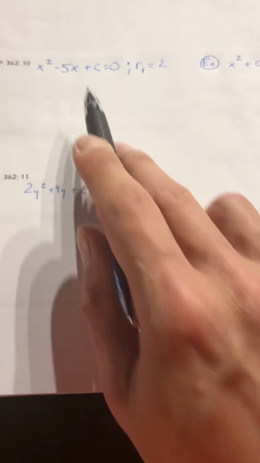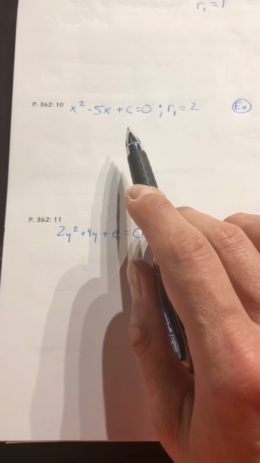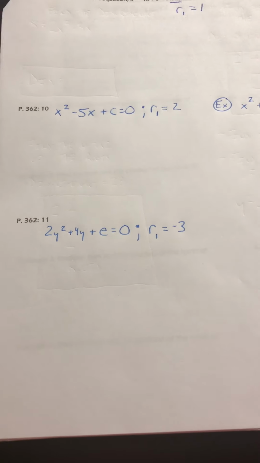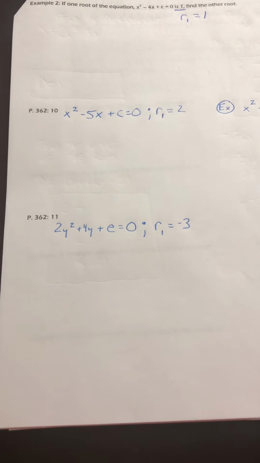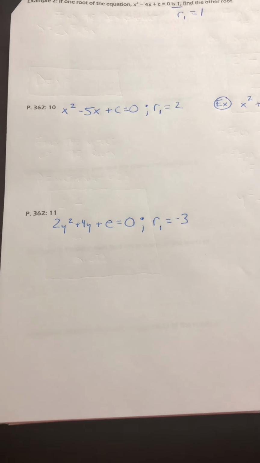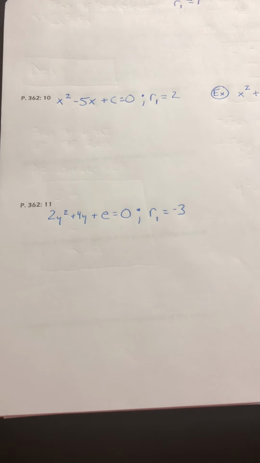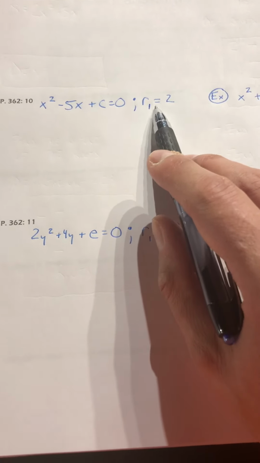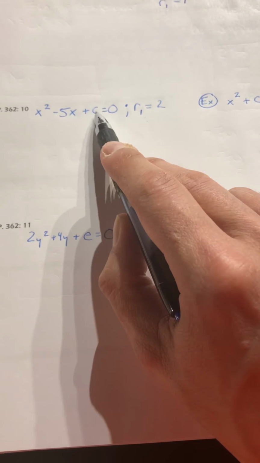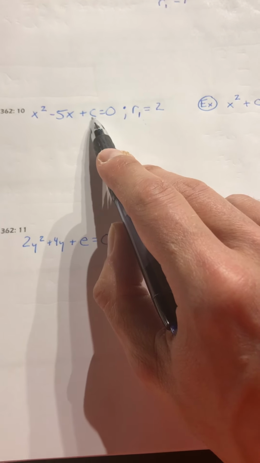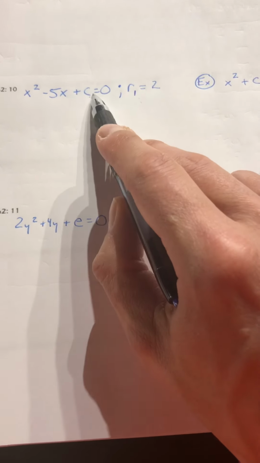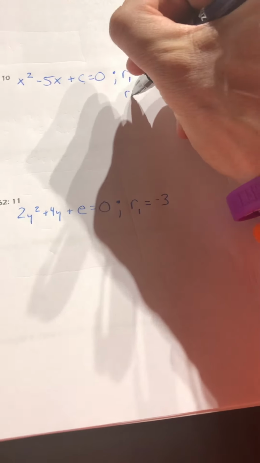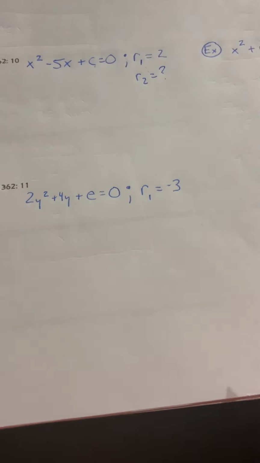Looking at this, what's wrong with it? The reason we can't just do what we just did is because we have two variables, an x and a c. So we have to use either the sum or the product shortcut to be able to find the sum and then eventually find the other root. R subscript 1 just means that's one of the roots. We won't be able to use the product because we are not given a number here. So we're going to have to use the sum. We are looking for root 2. We don't know what that is.